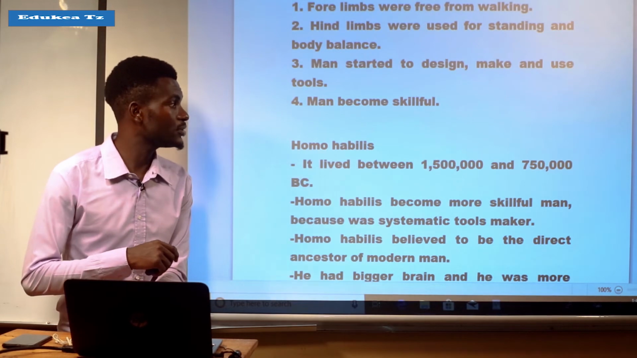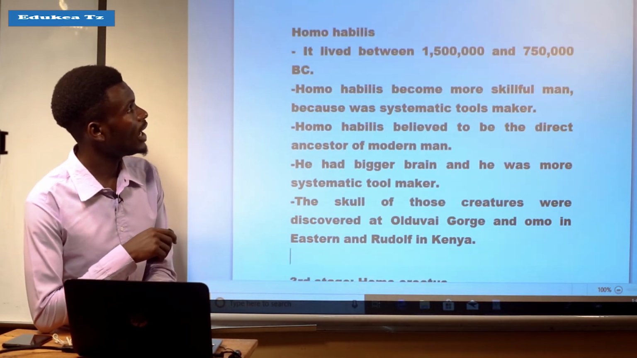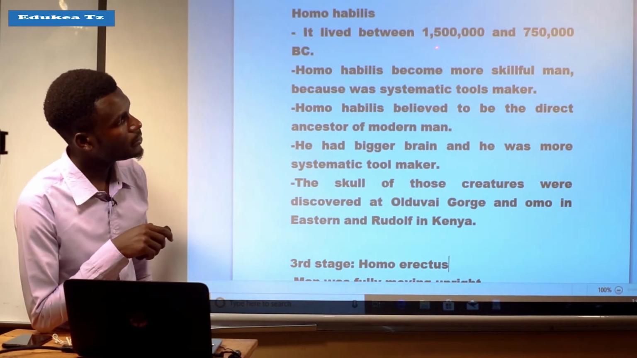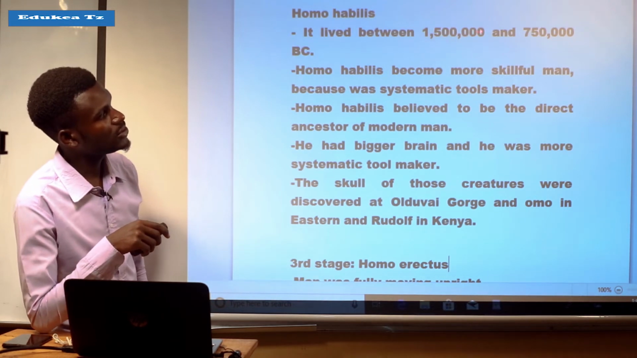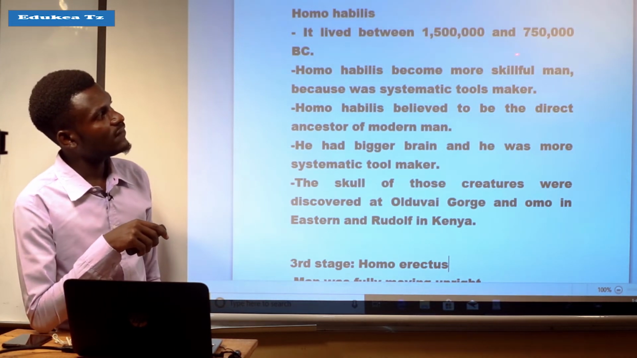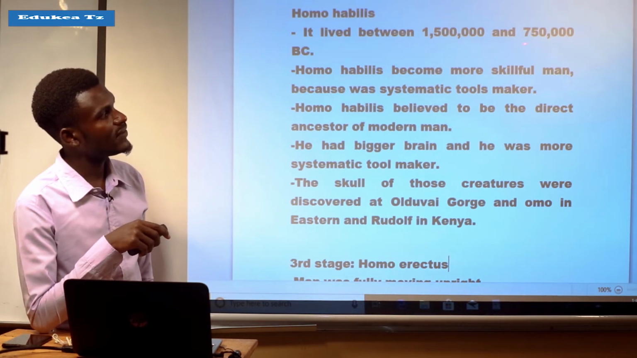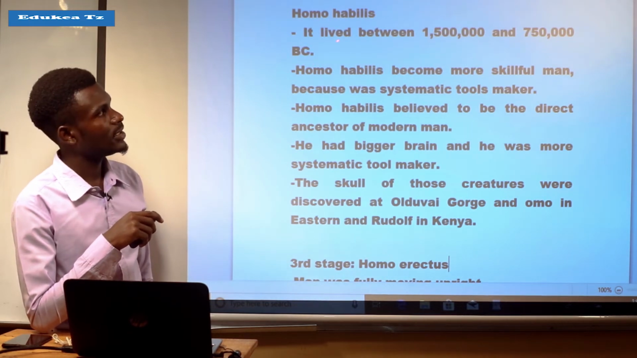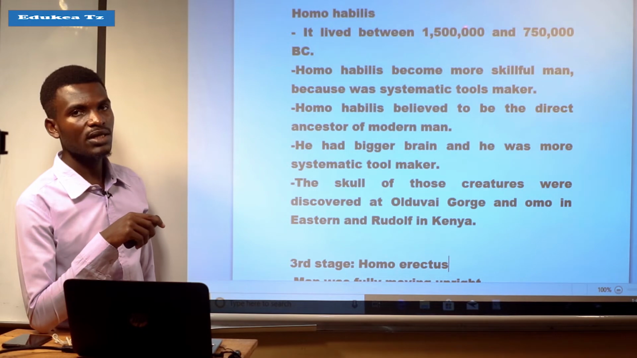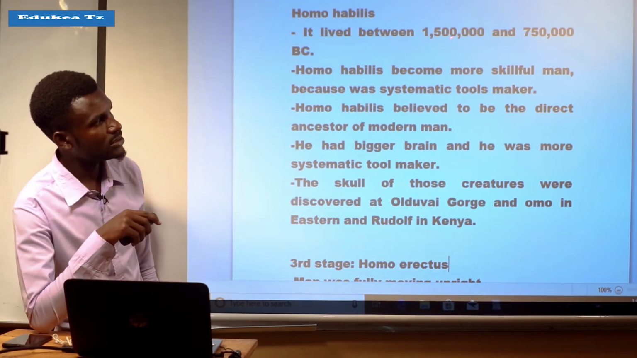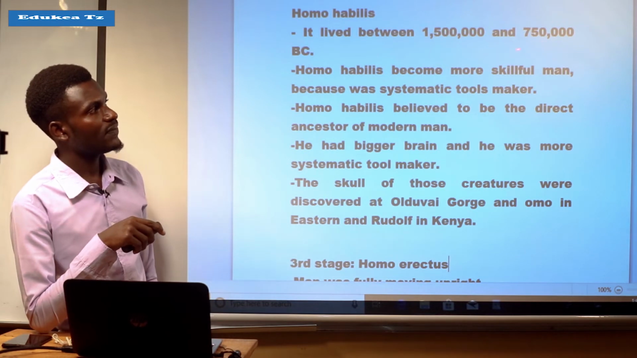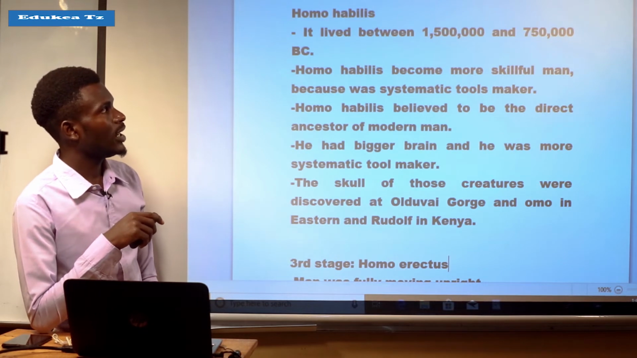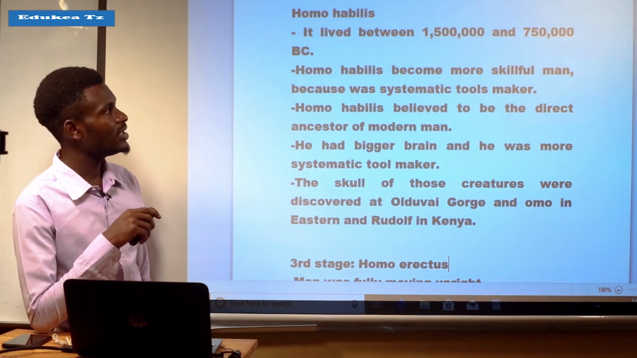And the second category is Homo habilis. Homo habilis lived between 1,500,000 years and 700,000 years before Christ. That was the period when Homo habilis lived.